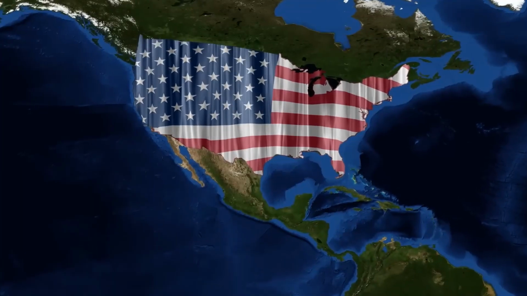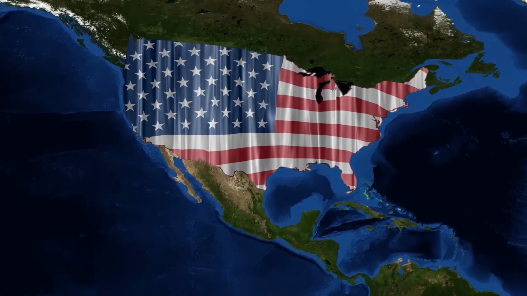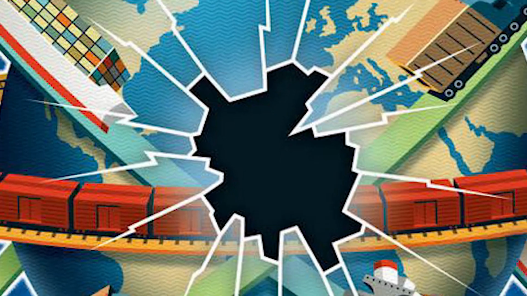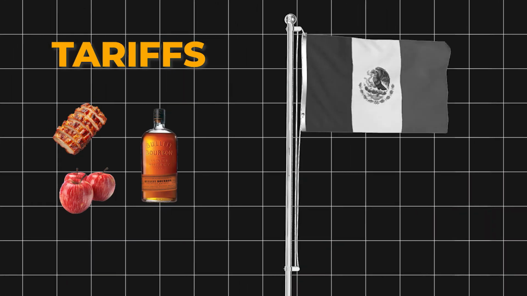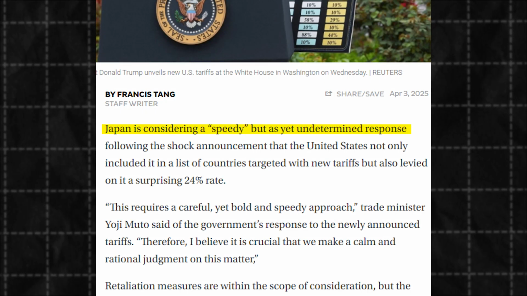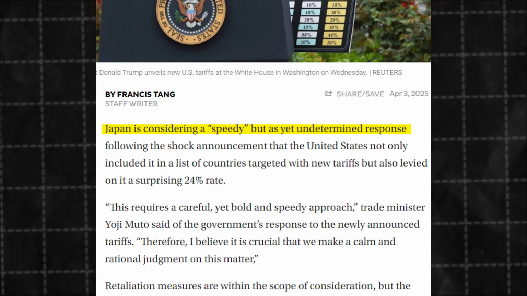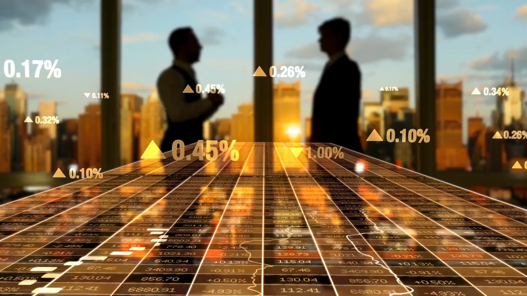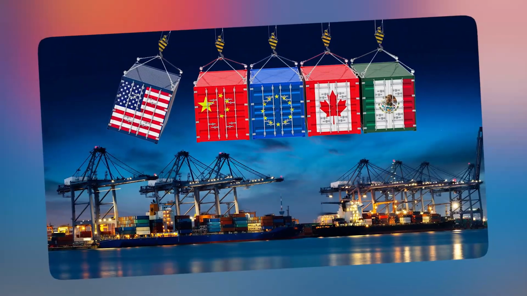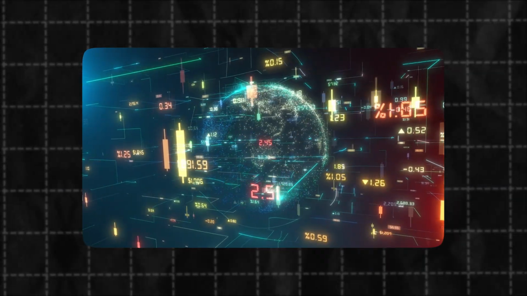This tit-for-tat approach highlighted how deeply intertwined global trade had become, turning even everyday consumer goods into bargaining chips in this high-stakes economic conflict. The escalating tariffs created uncertainty for businesses on both sides of the border and sent shockwaves through supply chains. Mexico hit back with tariffs on pork, apples, and bourbon, directly targeting politically sensitive states. Even close allies like Japan raised concerns and hinted at retaliatory measures, especially around auto parts and electronics, sectors that power their export economy.